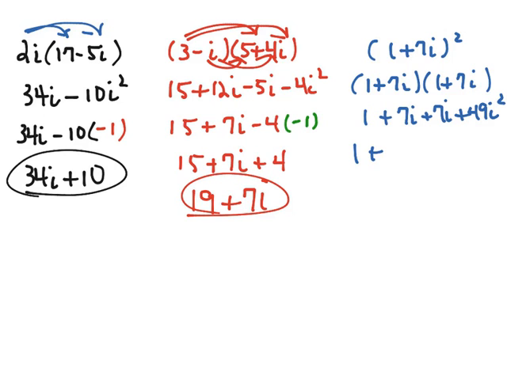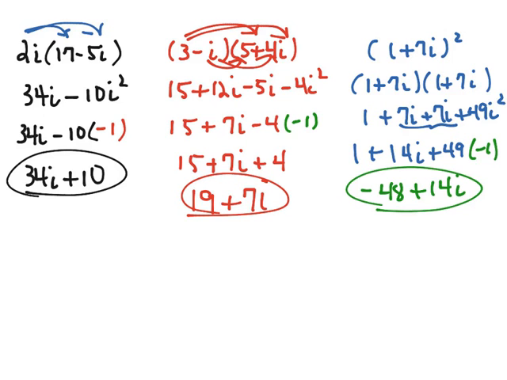So we have 1 plus, combining like terms, 14i, plus 49 times, again, i squared is negative 1. So we're going to have 1 minus 49, which would be negative 48, plus 14i for our final answer.